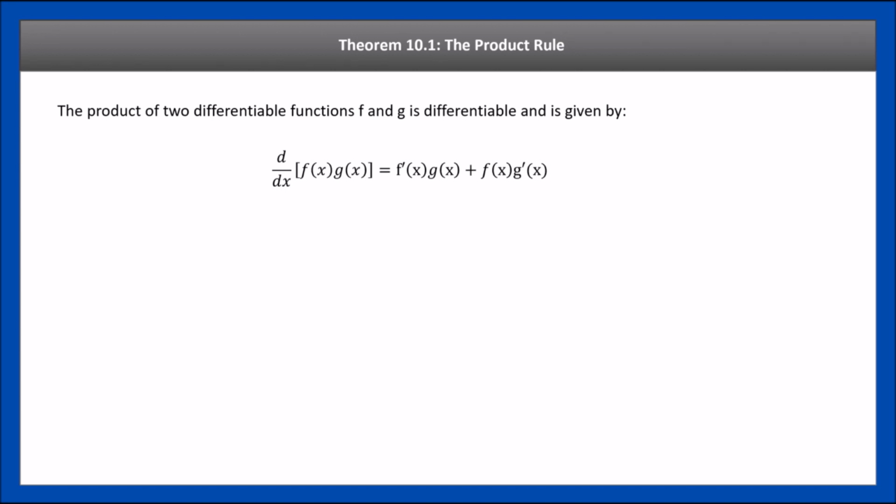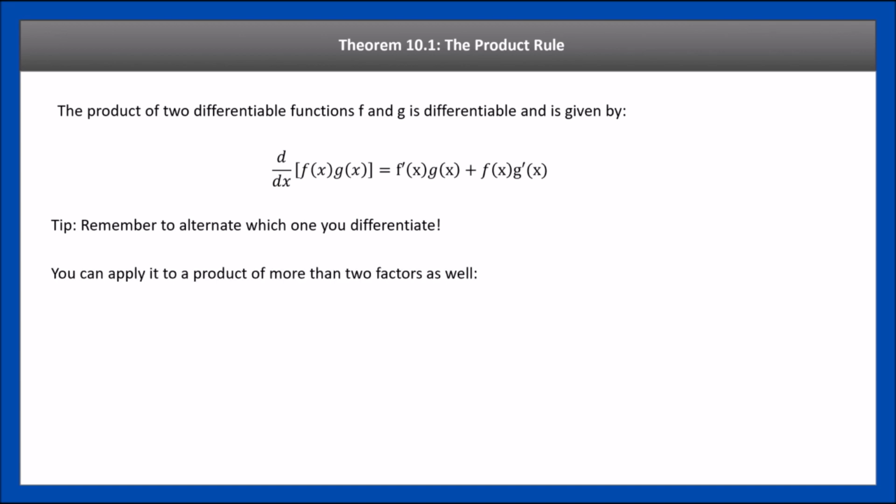The product of two differentiable functions f and g is differentiable, and we can get it by following this rule, right? So the easiest way to think about it is take the derivative of the first function, leave the function multiplied by the other function, and then add that to the derivative of the other function multiplied by the original first function. Okay. So remember to alternate with the derivatives. So here to do the product rule, just alternate the derivatives. Start with the first one, and then after the sum, differentiate the second one.